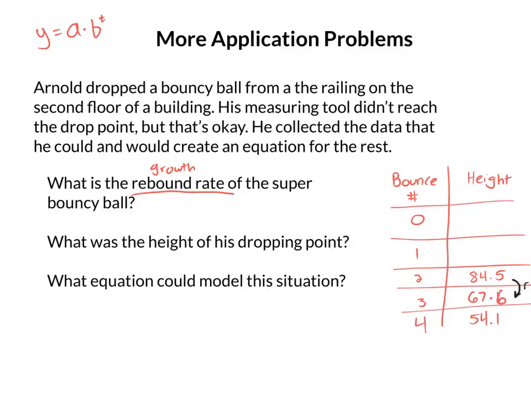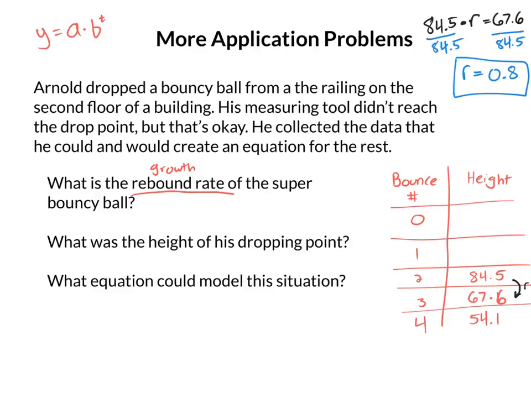So I'm going to do a little bit of work off to the side, in the upper right corner of the screen. 84.5 times my rate gives me 67.6. I'm going to use just Algebra 1 stuff to solve for my rate. I divide by 84.5, divide by 84.5, and I get my rate equals, and I can't do this in my head, so I'm going to use my calculator, 67.6 divided by 84.5. It actually comes out really nice. 0.8 is my rate.